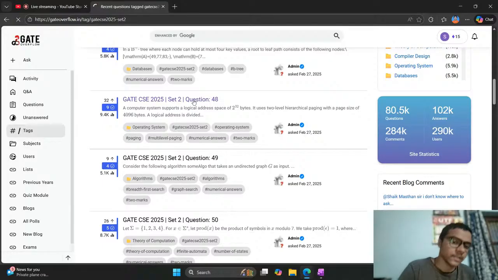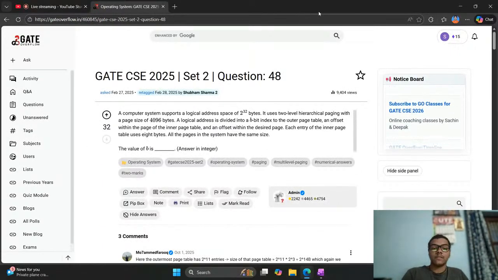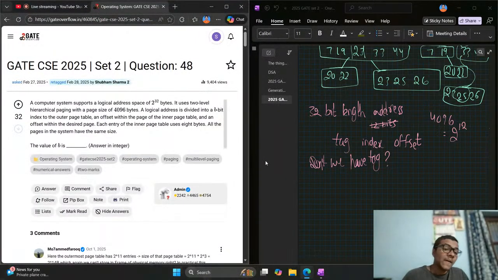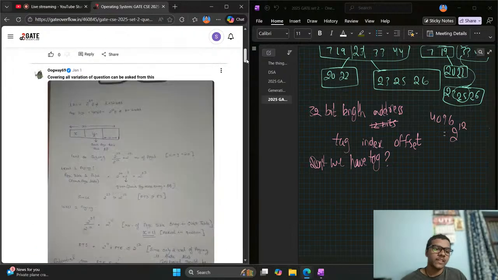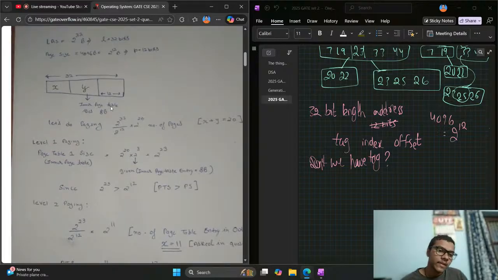Yeah, we are here. We are at question number 48. So, the logical address is 2 power 32 bytes. Two-level hierarchical paging. Let's see the answer. Okay, 32 bits address. We have written that. And page size is 2 power 12. So page offset takes 12 bits.